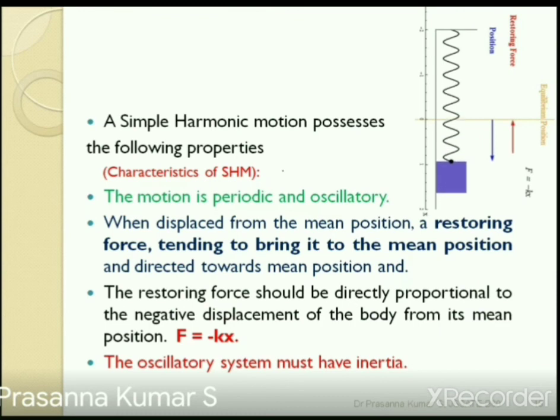When displaced from its mean position, the restoring force makes the body vibrate to and fro about the mean position. And we have seen in the previous discussion that the restoring force is directly proportional to the displacement. And it requires the concept of inertia to overshoot at the mean position.